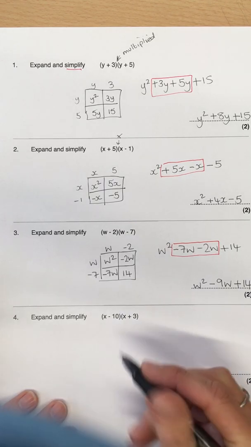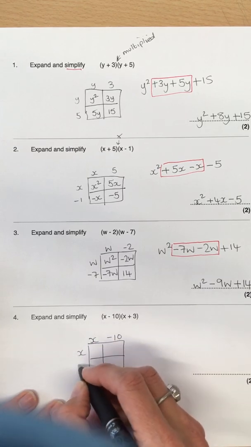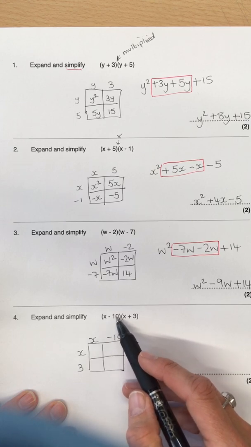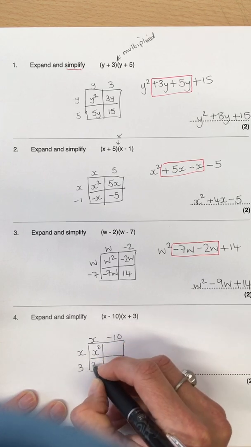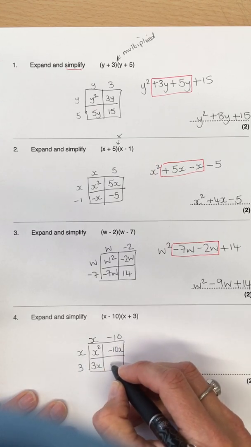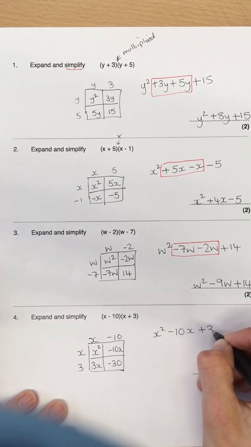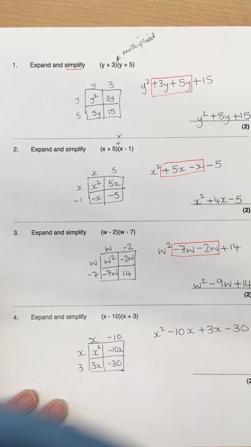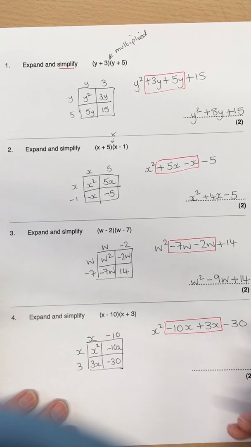Okay, the last one, just as an additional example. So we've got the X and the minus 10 and the X and the 3. X times X is X squared, 3 times X is 3X, minus 10 times X is minus 10X, 3 times minus 10 is minus 30. Write out the terms. Simplify the parts involving just the X, not with the X squared. So we have X squared minus 10X plus 3X is minus 7X minus 30.